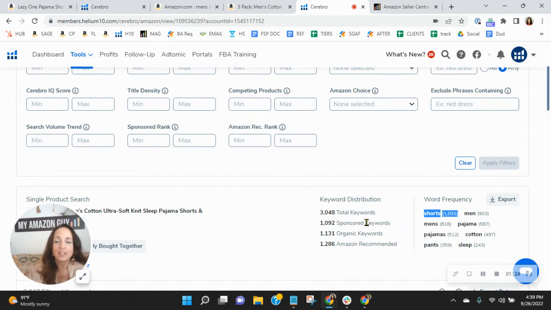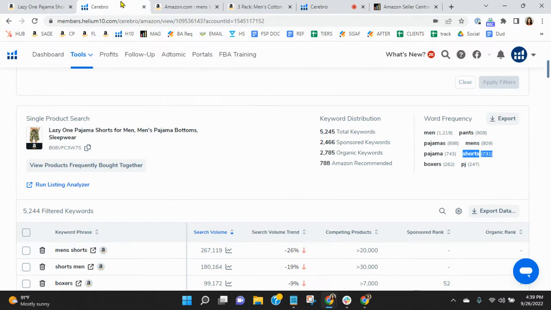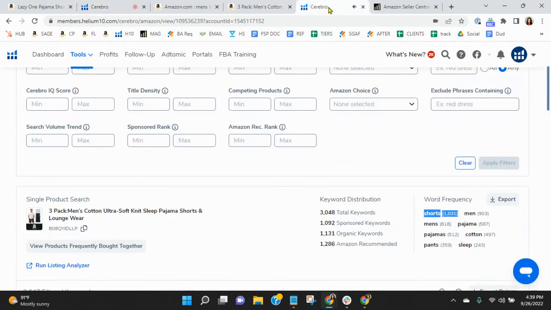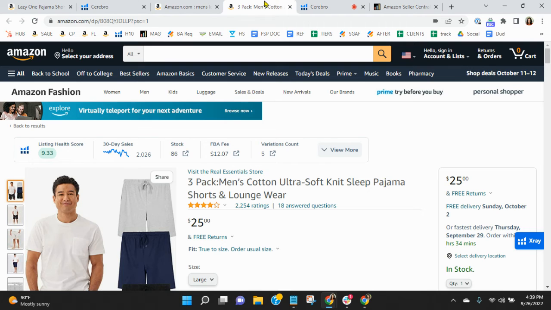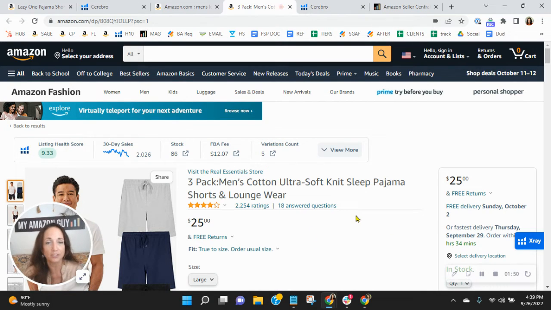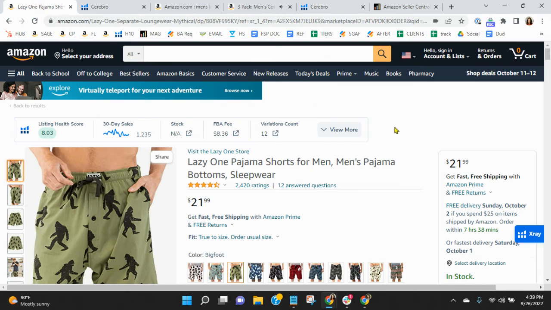Look at this though too. They've got fewer sponsored keywords than you do and fewer organic. Let's look here. You've got 2,400 and 2,700. They're at 1,000 and 1,100. But here's what's really compelling. They are ranked really well with their organic keywords. So even though they have fewer than you, they are very well ranked within their organic keywords. And because of this, like I said, they've sold 2,000 units in the past 30 days and you're at 1,200.